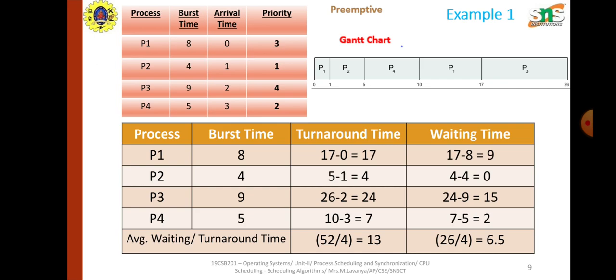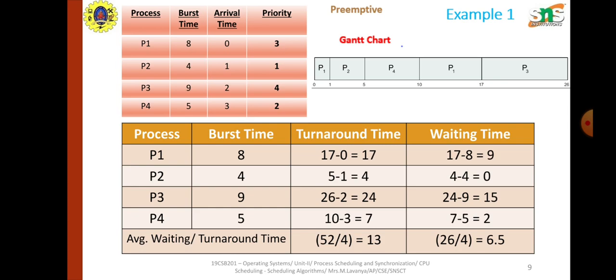For the average waiting time, we find the average of P1 to P4. 9 plus 0 plus 15 plus 2 equals 26, divided by 4 equals 6.5, the average waiting time for this process under preemptive priority scheduling.